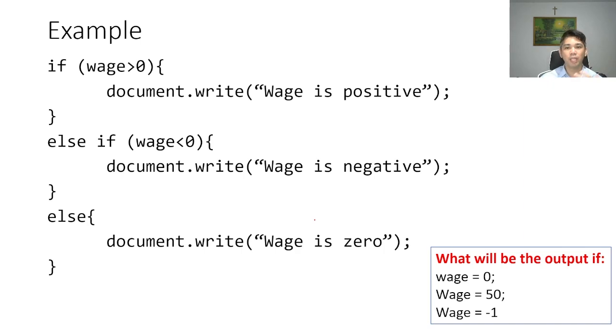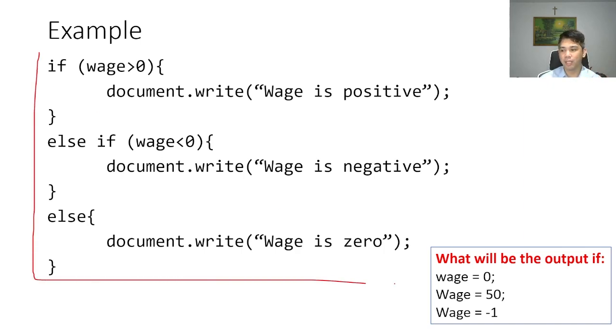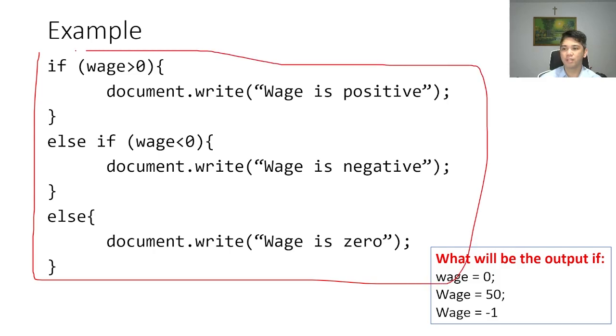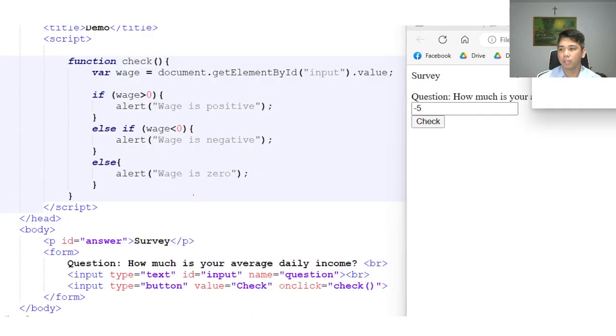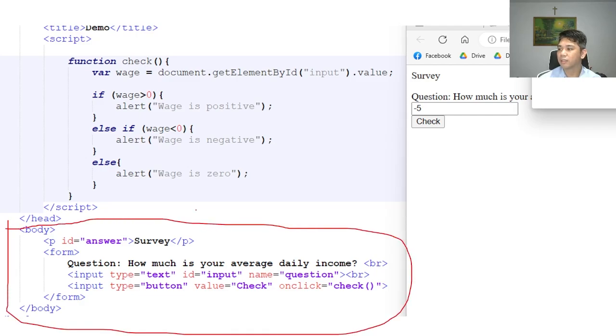So, let's try putting a front end to this back end. Remember, this one is JavaScript. This is not seen by users. This is actually called the back end. We will try to put a front end, whatever the user sees, in the user interface. So here is the front end part. This is our form. So this is what the user sees.